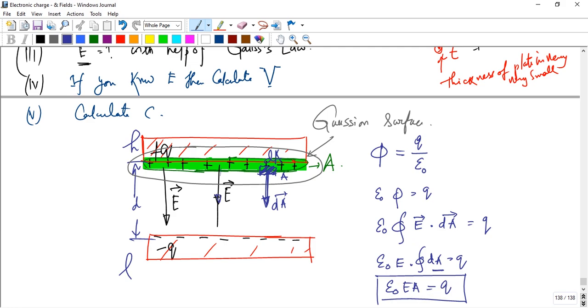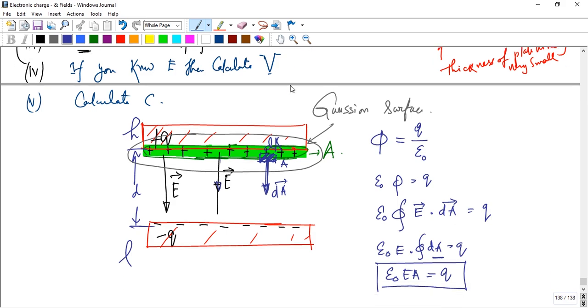Now if you know the E, then calculate V, the potential. How to calculate potential? Bring a charge from the lower plate to the higher plate, so it moves opposite to the electric field direction.